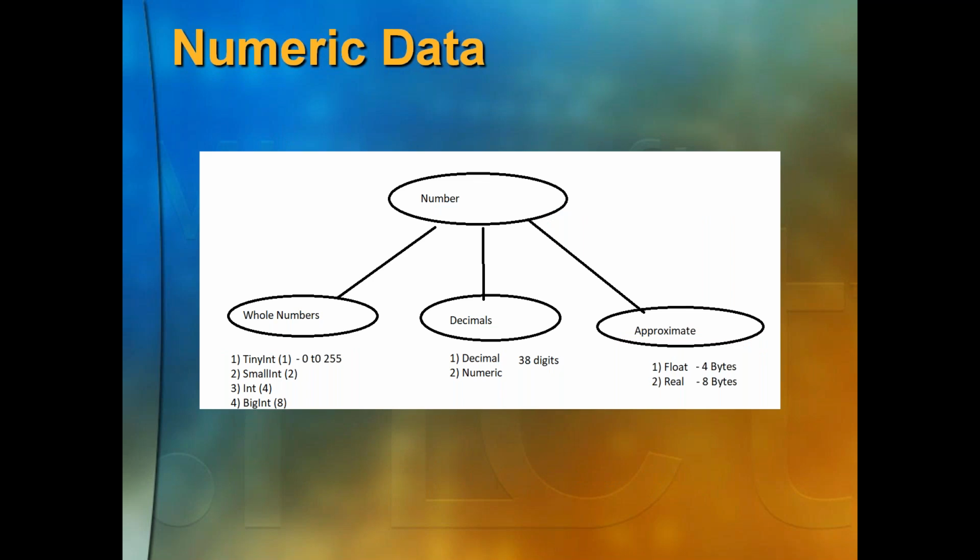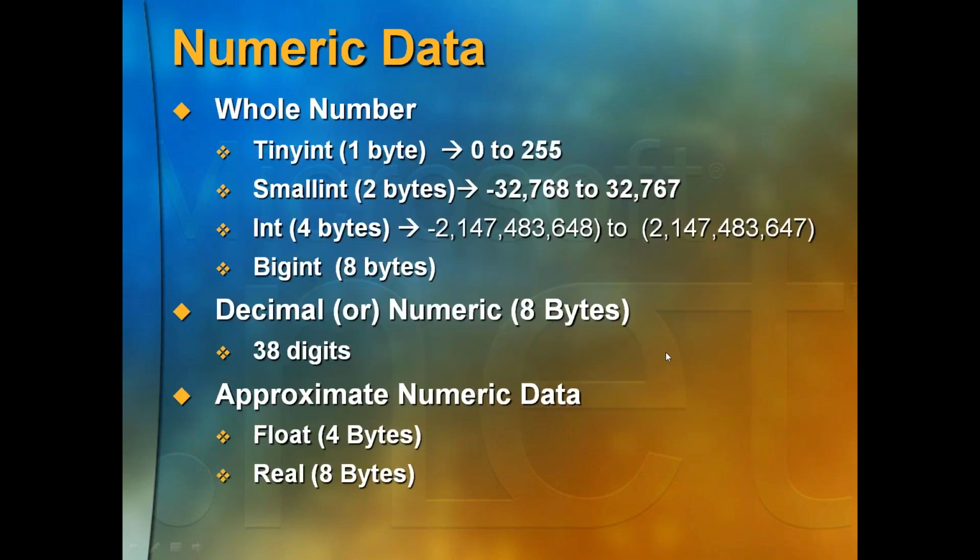Now, if you want to store numerical data, then we have whole numbers, then we have decimals, and we have approximates. Clear? Whole numbers means we have tiny int, small int, big int. So these are going to store data without decimals. If you want to store data with decimals, then we have decimal and numeric, and approximates means real and float.